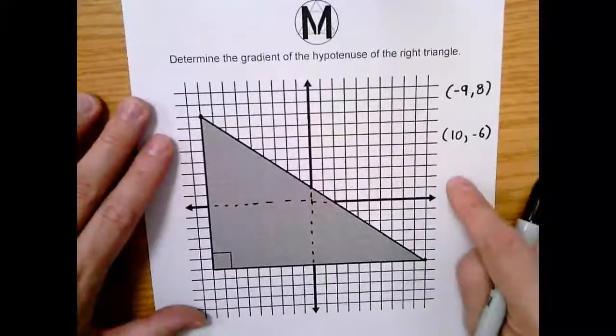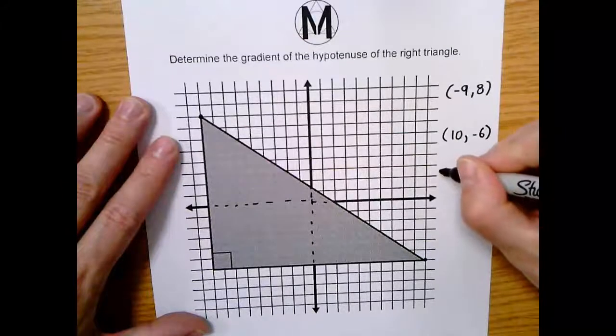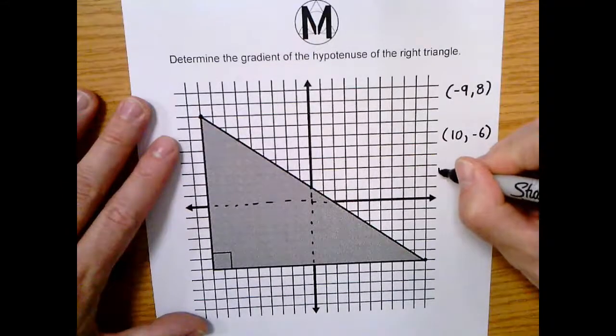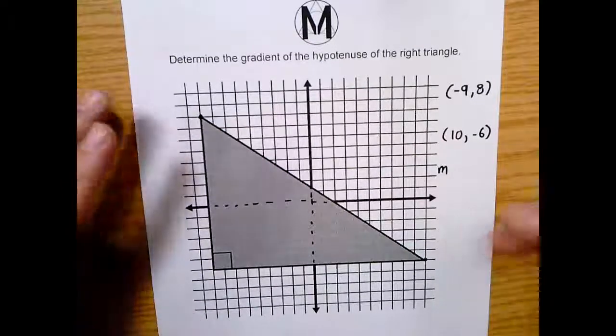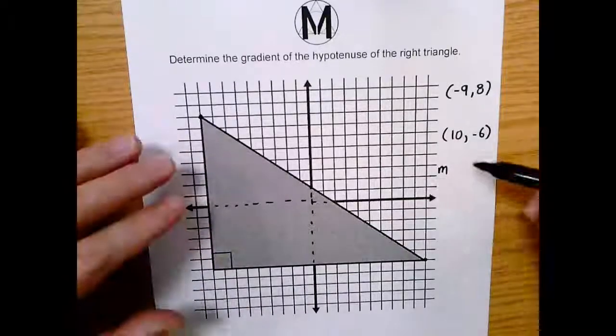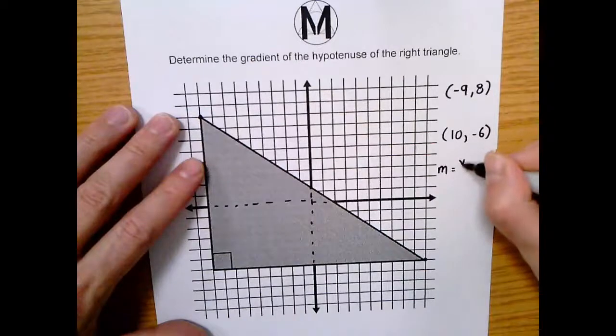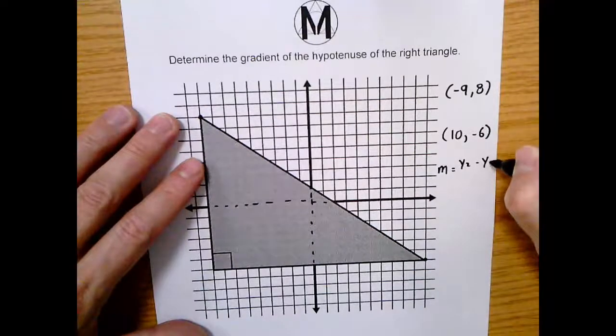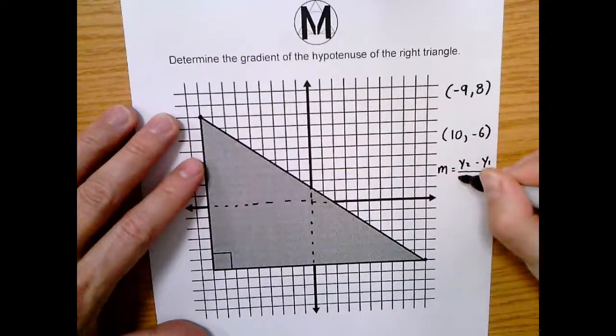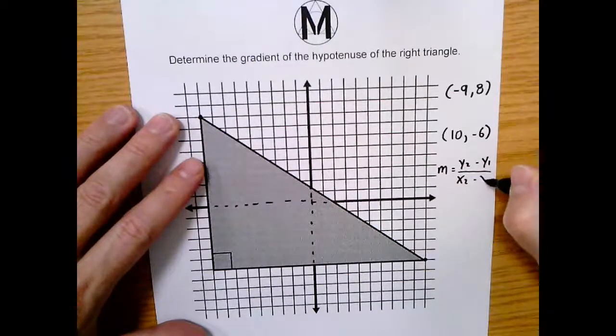I'm just going to go ahead and write the formula over here so you can see it. The formula here for gradient, which is our slope, we usually call that m, because in slope-intercept form, we say y equals mx plus b. Well, this is the m, the slope, okay? So it's just y sub 2 minus y sub 1 over x sub 2 minus x sub 1.